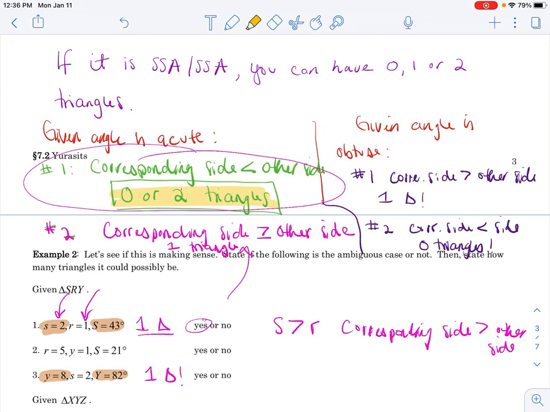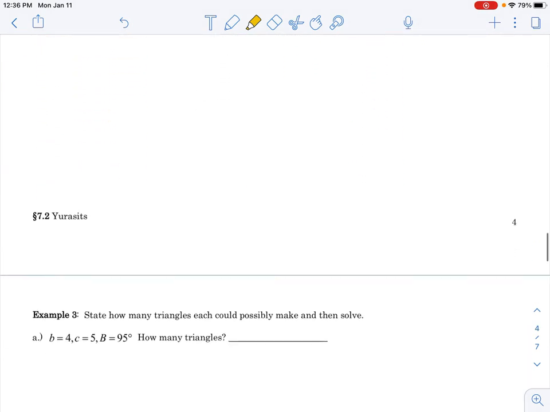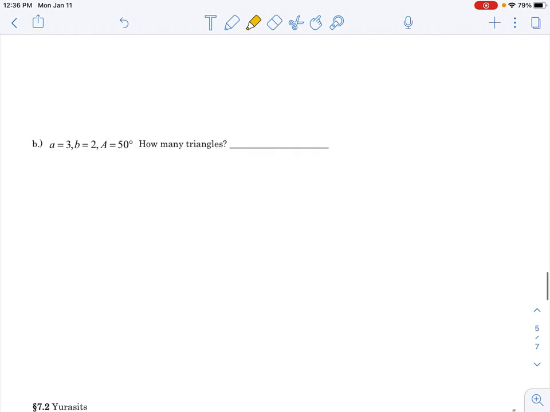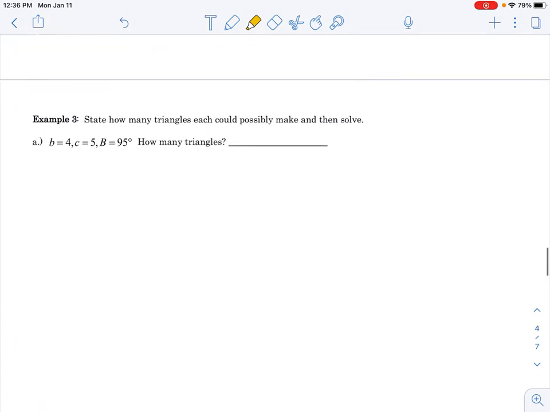And what I'm going to do also in class is to show you an app to convince you of these options so you're not memorizing so much. And maybe it will click more in your brain. So what I'm going to do is go through these examples and we're just going to determine how many triangles. And then the next video we're actually going to solve.